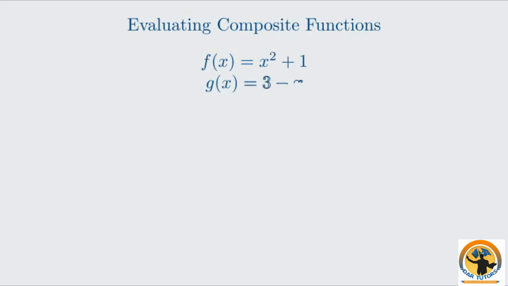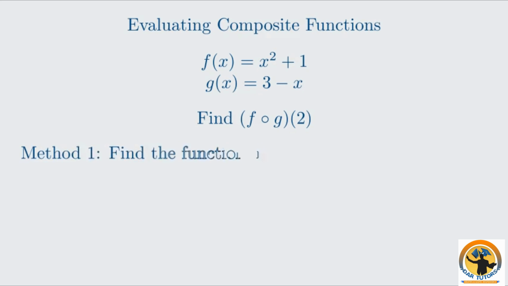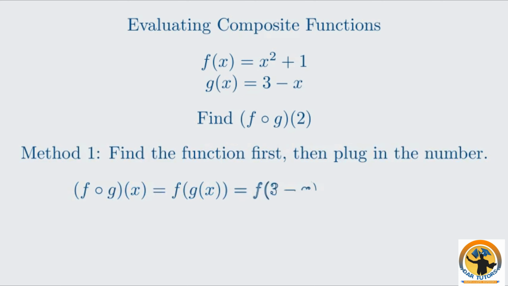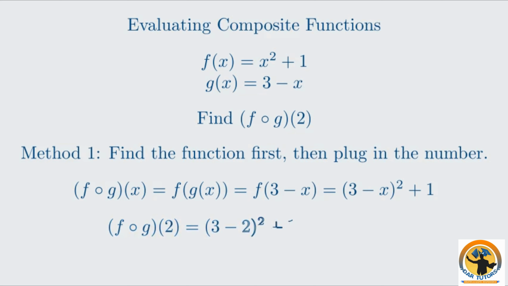Let's use the example f of x equals x squared plus 1 and g of x equals 3 minus x. We'll find FOG(2). Method 1 is to first find the general composite function, FOG(x). As we've seen, this is f of g of x. We substitute g of x into f of x, which gives us (3 minus x) squared plus 1. Then we plug in x equals 2, which gives (3 minus 2) squared plus 1. That's 1 squared plus 1, which equals 2.